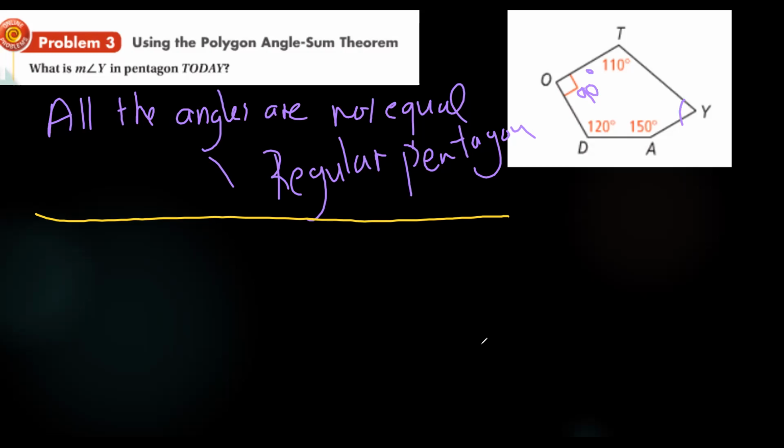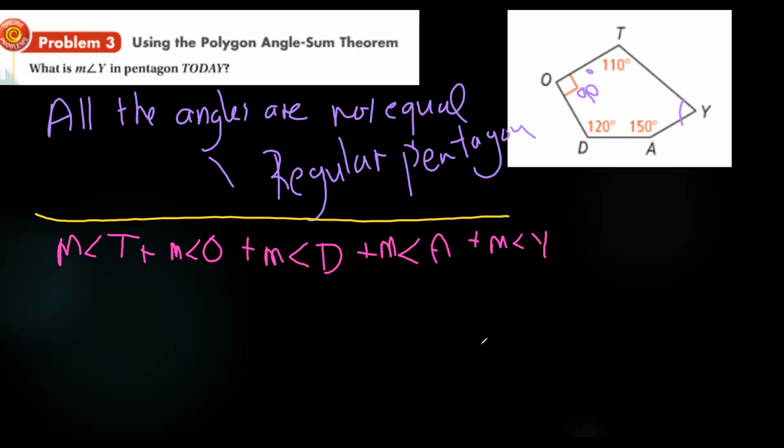So I will say, okay, the measure of angle T plus the measure of angle O plus the measure of angle D plus the measure of angle A plus the measure of angle Y. If I add them, they will be something. What is this number? We know that for the triangle, it's 180. For the square, it's 360. So what about this shape? How can I know what is the summation of the measures?